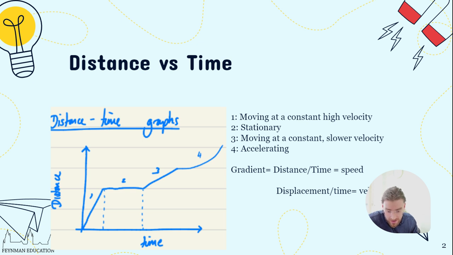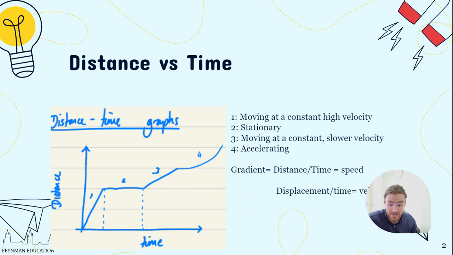As we see in number 3, it is moving again, but at a slower velocity. How do we know it's slower? It's less slanted. It's not as steep as the first line. And then number 4, if it's this curved, almost exponential looking line, that means it's accelerating. The steepness or the gradient of the line is gradually increasing.